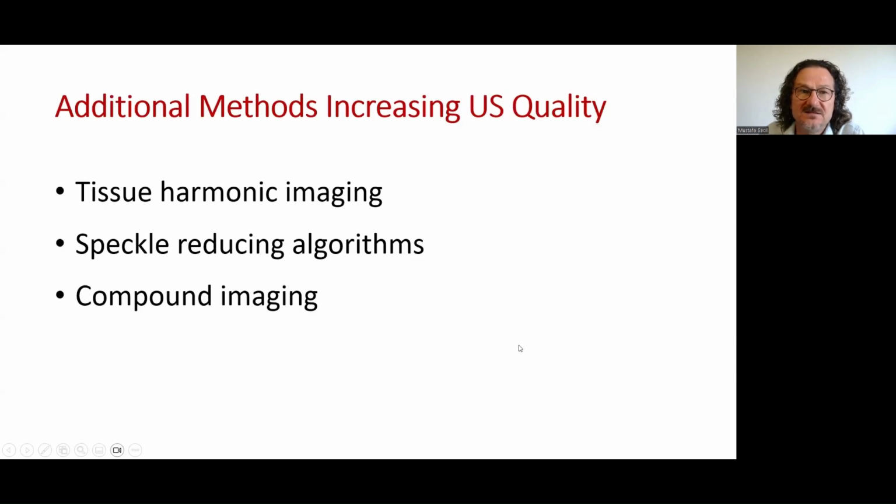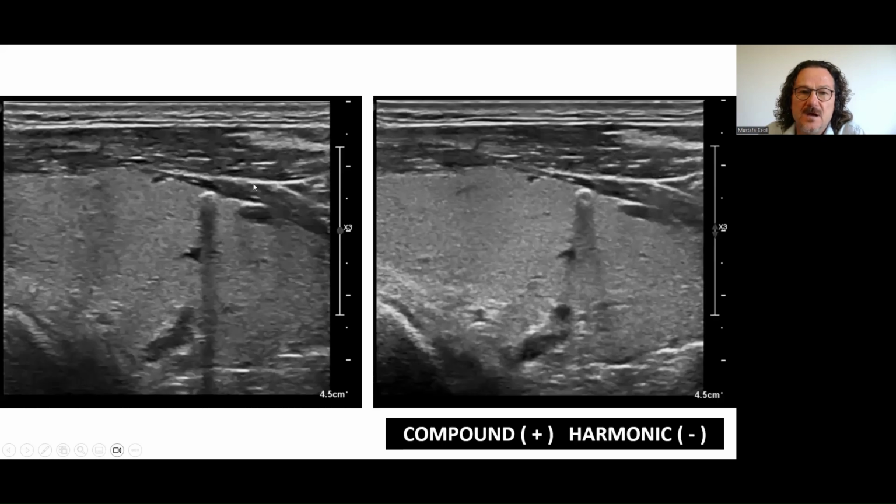You remember from the last lesson some additional methods that increase the sound quality. I have some examples. In that example only, the speckle reducing algorithm is on. You see the calcification and acoustic shadowing. In that example, compound is on, the harmonic is not. You see the same calcification, and the shadow has a wider appearance because of the multi-angle use of sound waves during compound imaging.